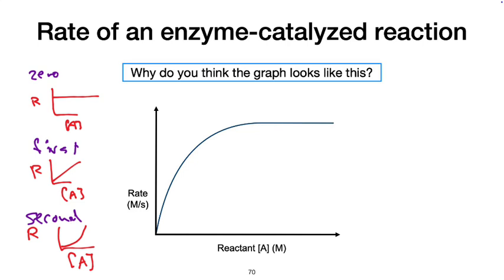What does it look like kind of initially? It looks kind of like a first order reaction at first. Okay, it's a little bit off, but we've got roughly a first order reaction. Then what does it turn into? A zero order reaction. Why?